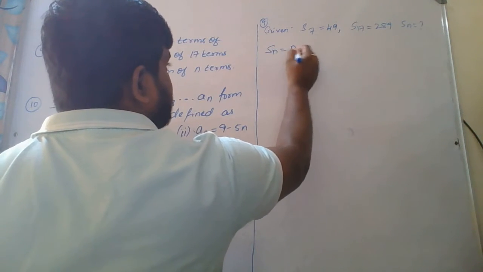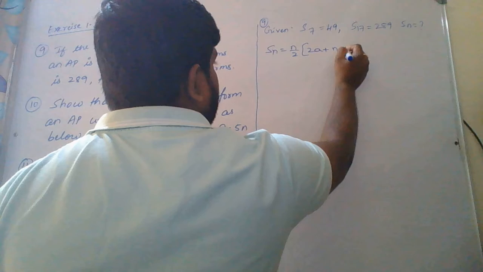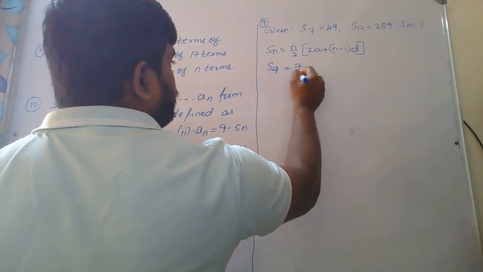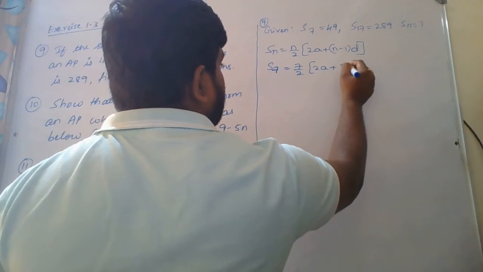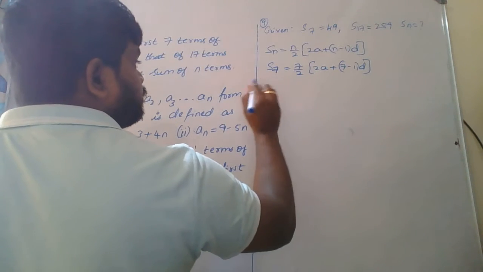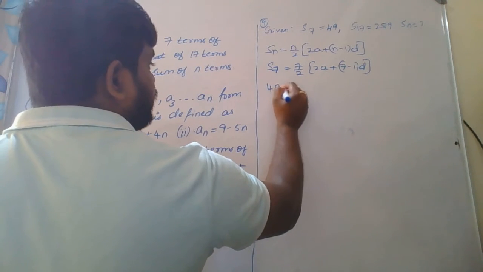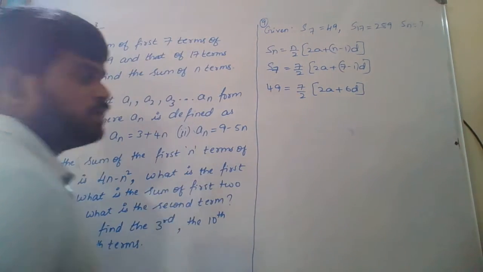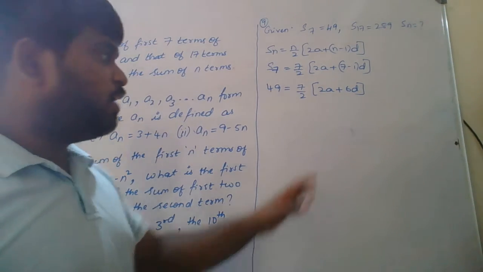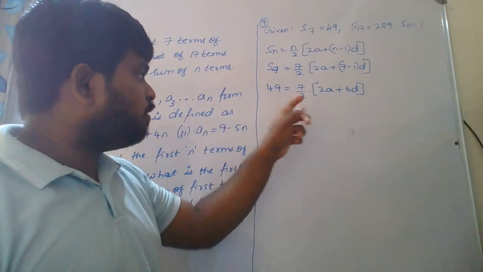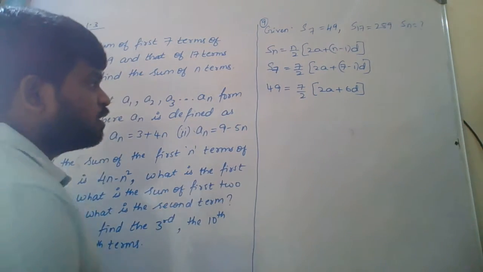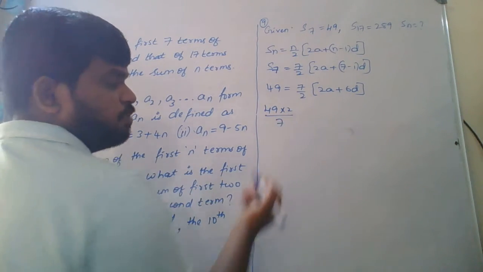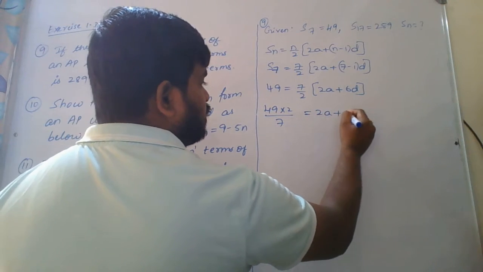So let's write the formula. Sn is n by 2 into 2a plus n minus 1 into d. So S7 will become 7 by 2 into 2a plus 7 minus 1 into d. S7 is 49. So 49 equals 7 by 2 into 2a plus 6d. Let me transpose. We can send this 2 to the other side, and 7. If it goes, it's then multiplication; if it comes, it will become division. So we get 2a plus 6d.